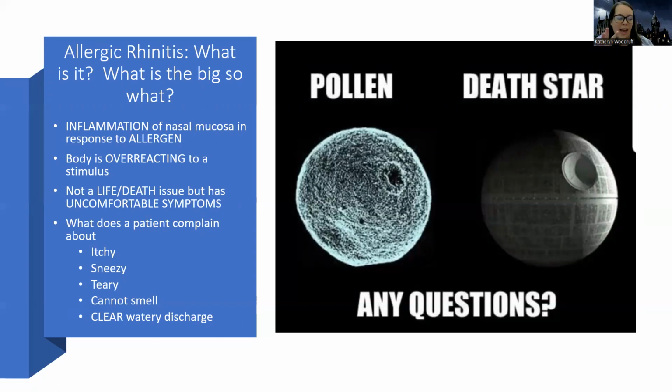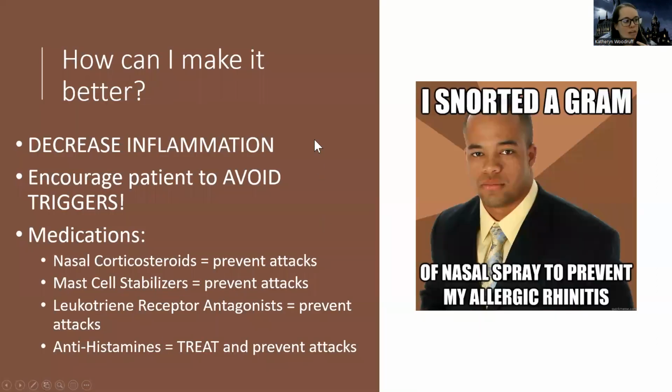The patient's usually like, hey, they have itching in their eyes, they're sneezing a lot, they feel teary, they can't smell, and they can have clear, watery discharge. And that clear, watery discharge is important because as we get into other disorders and differentiate them, we want to note that this is clear, whereas when we're talking about infection issues, we're getting into more purulent or yellow. Rhinitis is a clear, watery drainage. So how can I make it better? Well, my goals here are, of course, to decrease the inflammation that's going on and encourage the patient to avoid their triggers like we do for all hypersensitivity. But then there's a variety of meds, and we're going to go into them one by one.